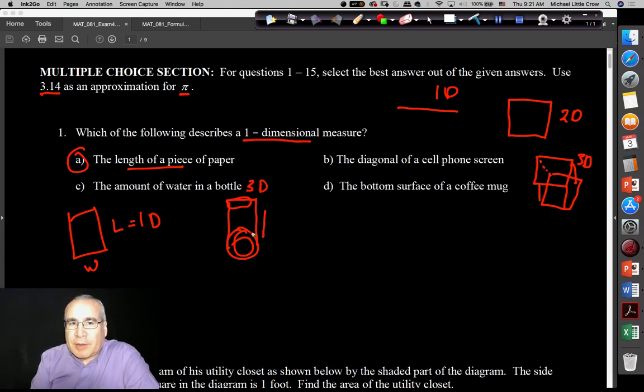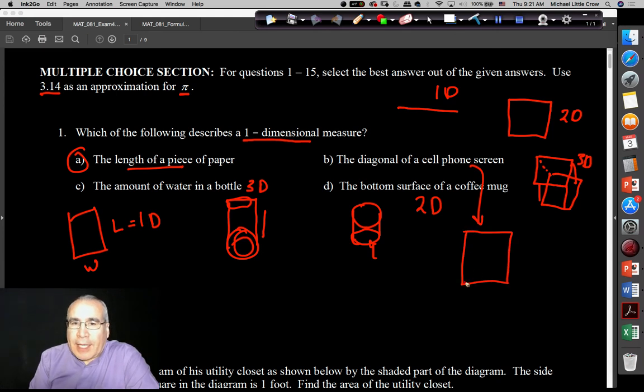Okay, we'll look at questions like this. The bottom surface of a coffee mug, well, a coffee mug, yes, it's circular, it's got 3 dimensions to it, but the bottom one is only going to have 2 dimensions. So something like this would be a 2-dimensional thing. The diagonal of a cell phone screen, so a cell phone screen is here. The diagonal is only one of the dimensions. A cell phone screen is 2-dimensional, but the diagonal itself is 1-dimensional.